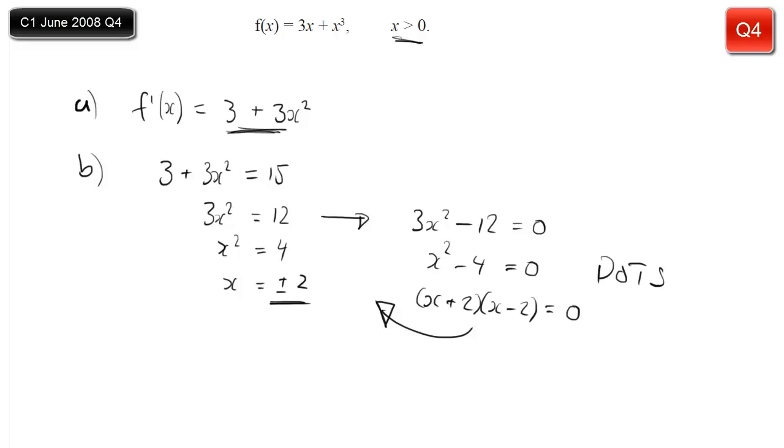However, the devil's in the detail. x is greater than 0, we're told, so my solution is x equals 2. Probably wouldn't lose a mark for having plus or minus 2, but positive 2 is the answer.